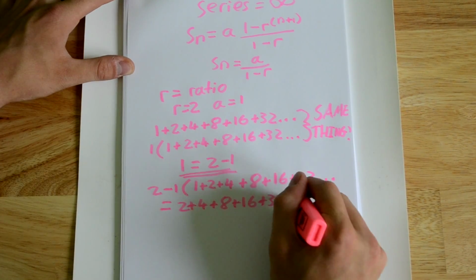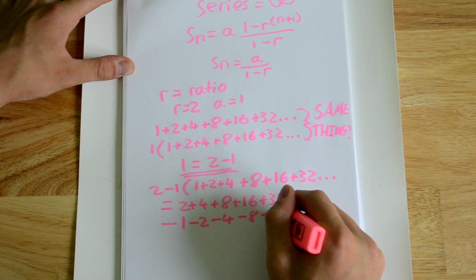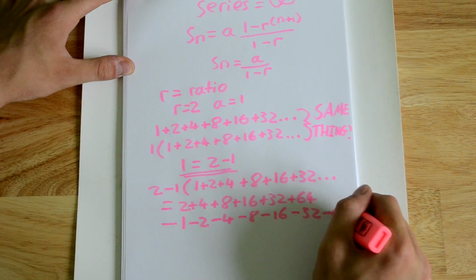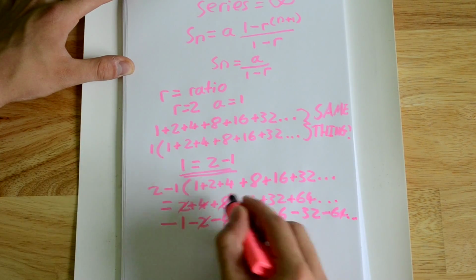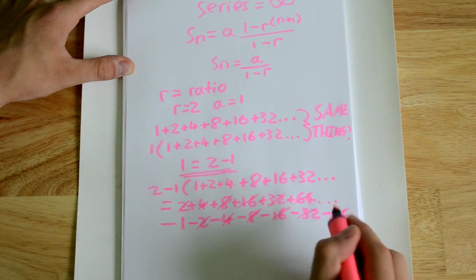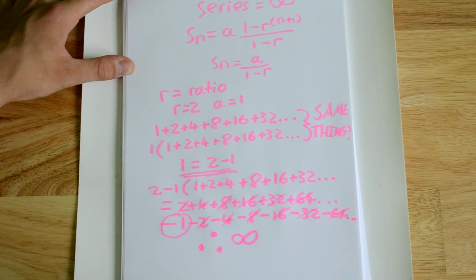We end up with 2 plus 4 plus 8 plus 16, etc. because we're multiplying it by 2. But over here we also have minus 1, minus 2, minus 4, etc. So everything here apart from minus 1 cancels out everything up here. So therefore this all equals minus 1.